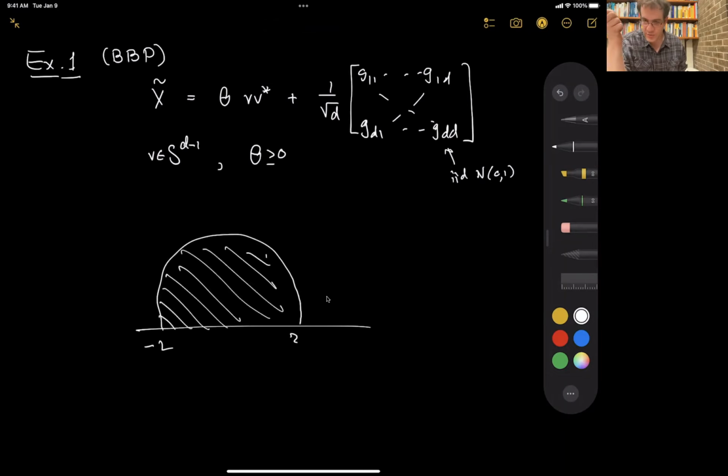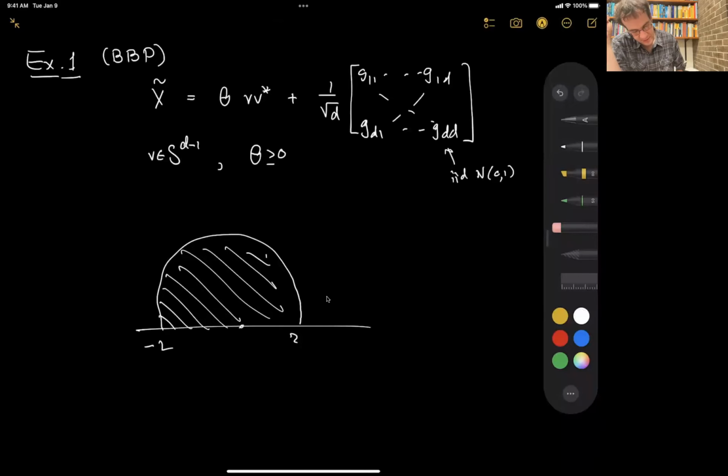But now we added a rank 1 perturbation, right? So we added one extra eigenvalue somewhere. So the question is, where does that eigenvalue go? Well, if theta is very small, then probably that rank 1 perturbation will cause a new eigenvalue to appear somewhere between -2 and 2, and you will not be able to distinguish it from the other eigenvalues of the random matrix, right?